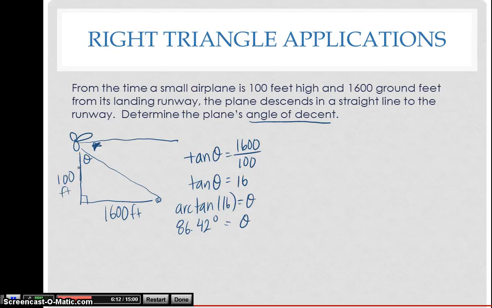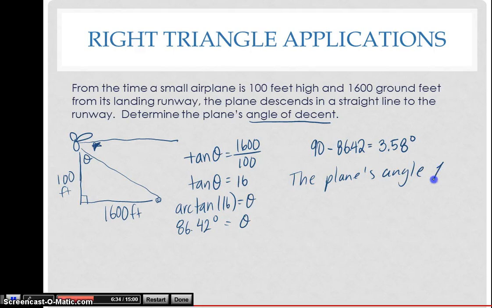So in order to find the angle of descent, we said it's complementary, so 90 degrees minus 86.42 degrees. And that's going to give us 3.58 degrees. So we can round it. So the plane's angle of descent is about 3.6 degrees.